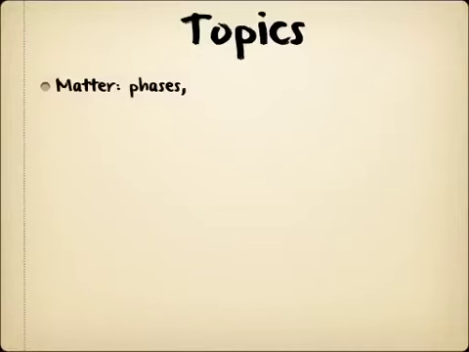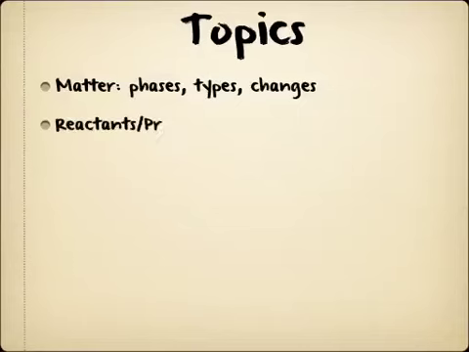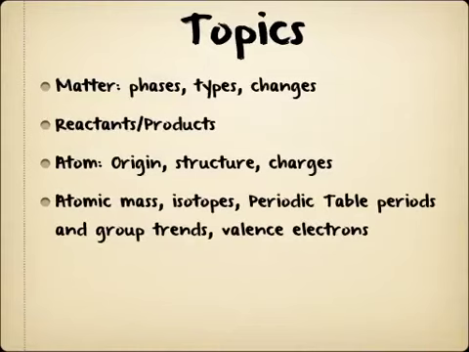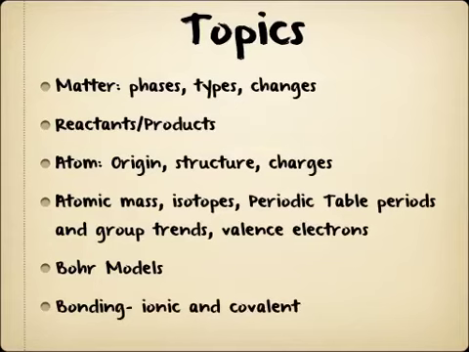So here's what we're going to be tested on. The first thing we talked about in this unit was matter, the different phases, types, changes. We mentioned what reactants and products were. We then talked about the atom, how the idea of an atom started, what an atom is made up of, and the charges of subatomic particles. And we said some stuff about atoms, that they have mass, that there are things called isotopes that exist, the periodic table, what the rows and columns, periods and groups, mean, and what valence electrons are. We then practiced our Bohr models, and lastly we covered ionic and covalent bonds, which we'll talk about a little more.